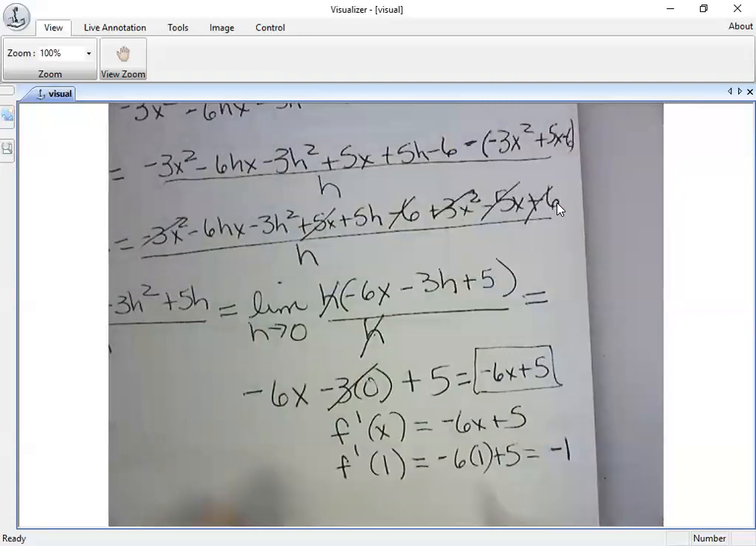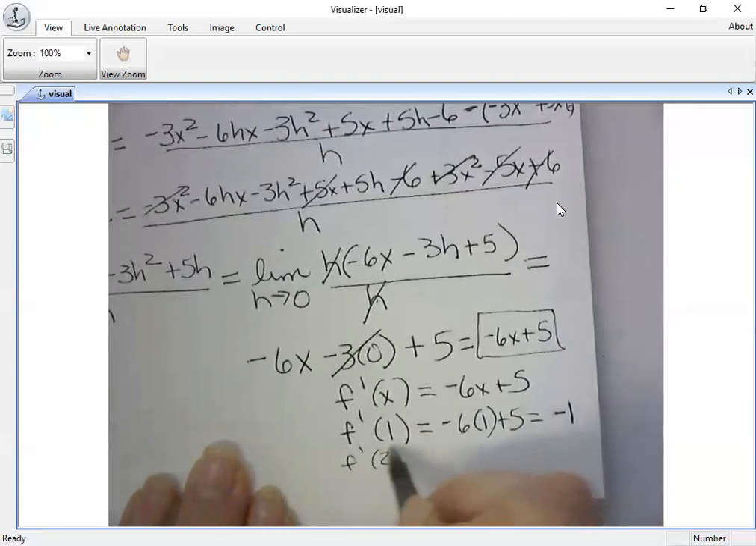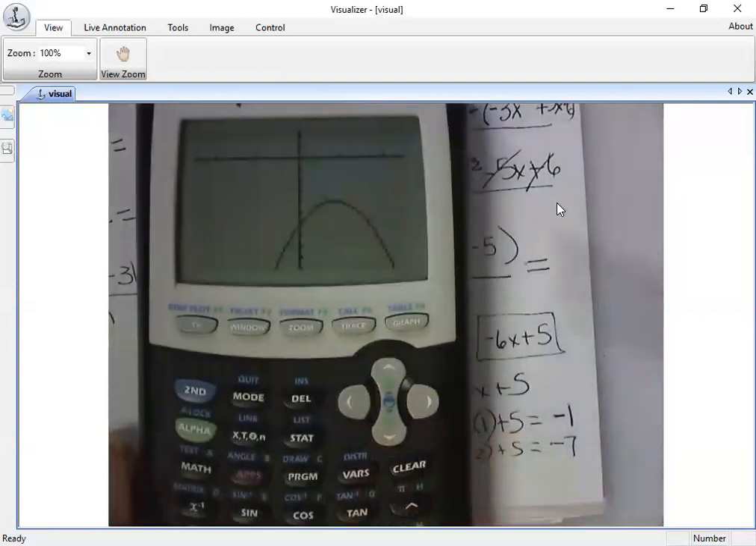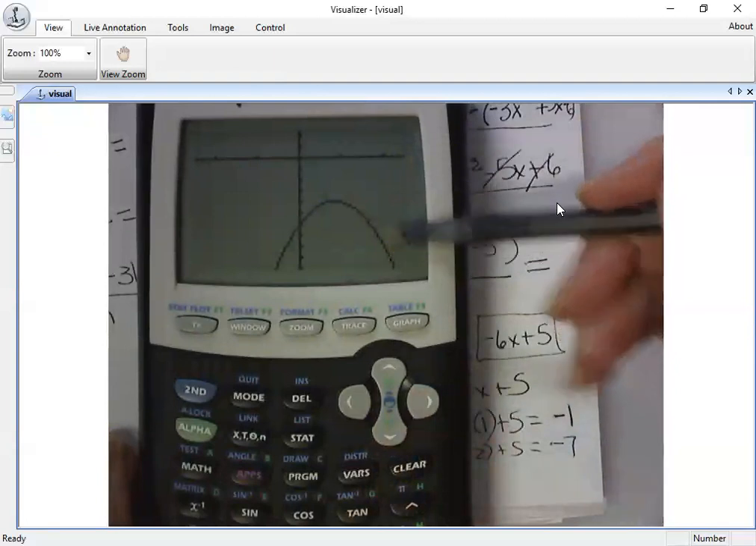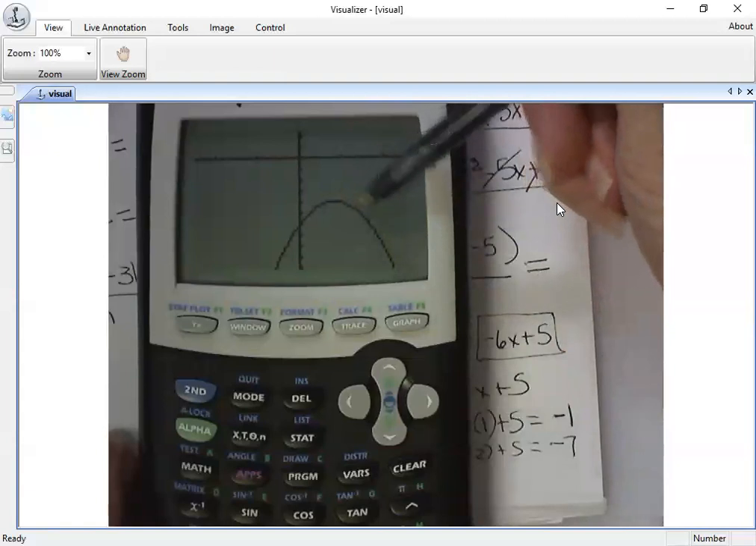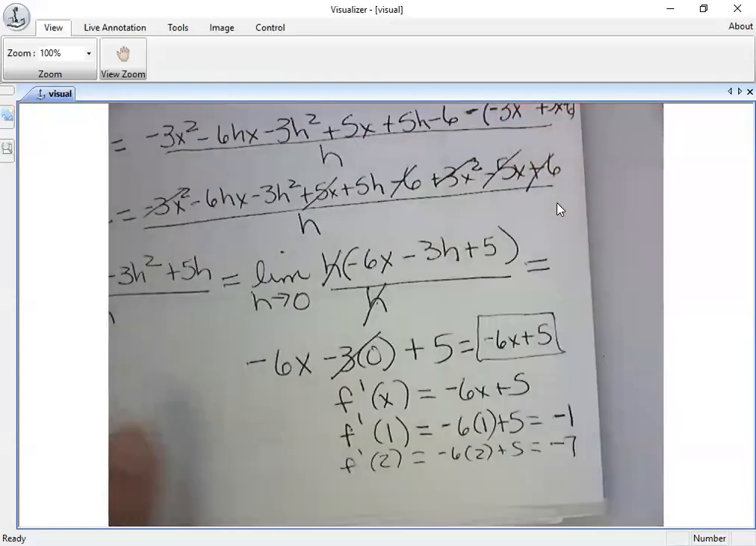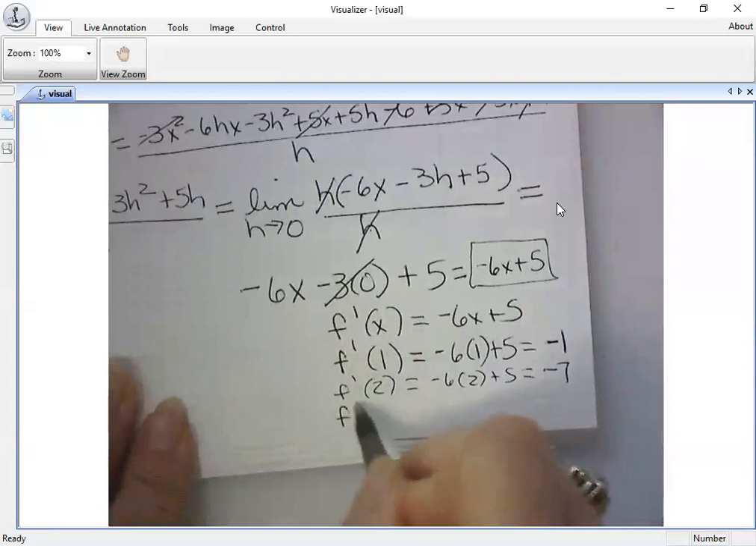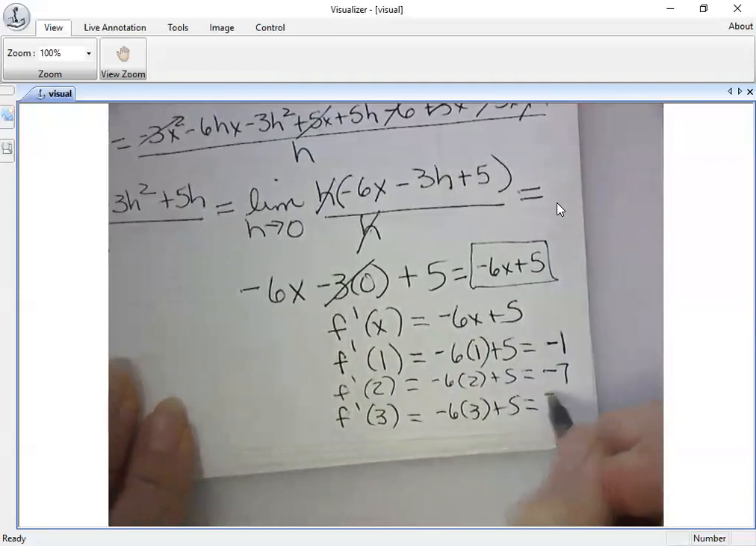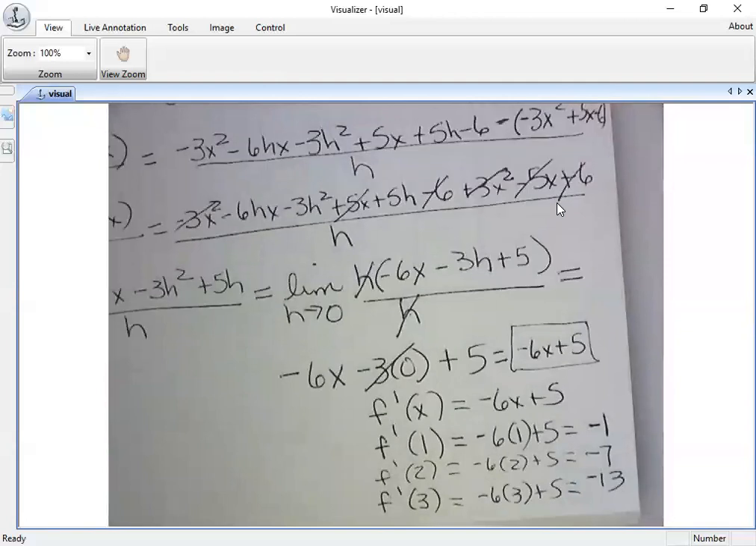Now, if I were to plug in 2, f prime of 2, that's -6 times 2 plus 5. How much is that one? That's a -7. All right, if I get all the way over to -2, that's going to be like here. Does that look like a very negative slope? That'd be a much steeper line than we would have here, okay? And then if we were to put in 3, it's going to be even more steep. And -18 plus 5 is a -13, okay? So that's how it relates.